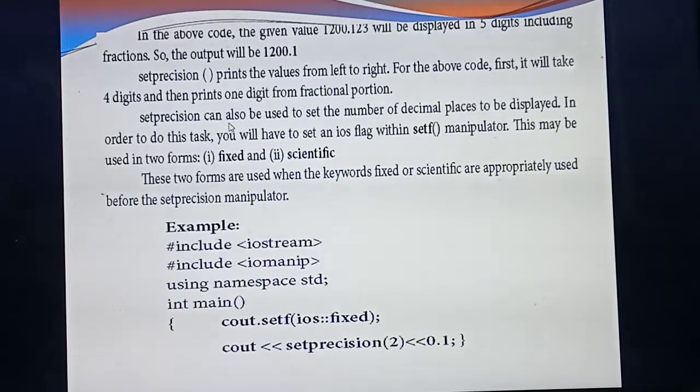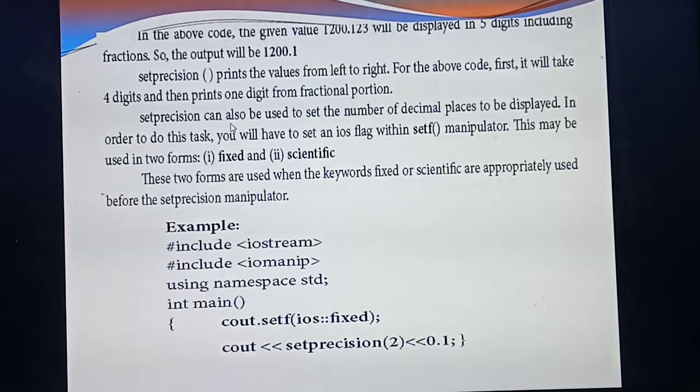Okay, so this is the first thing. This setprecision can also be used to display decimal places. After the decimal place, how many numbers need to display? That also you can set. Understood? You have already studied setprecision. What's the use of setprecision? It is used to display a number of digits. It will count and display the number of digits based on what you have given inside the setprecision command. Likewise, this setprecision can also be used to display the number of decimal places.